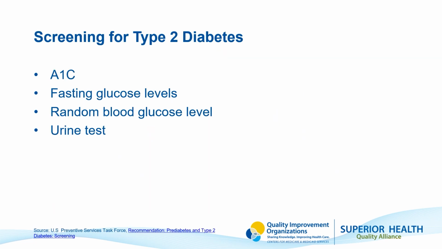So how do we screen for type 2 diabetes? A1C is a very common test used, and this will give you an average of your blood sugar levels over the past 90 days. Next is the fasting glucose test. This is often done during physicals. Fasting glucose should be 126 milligrams per deciliter or below. Random blood glucose levels can be checked at any time. Urine tests can detect protein in the urine, which may indicate kidney disease and diabetes.